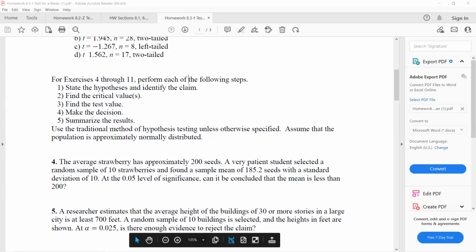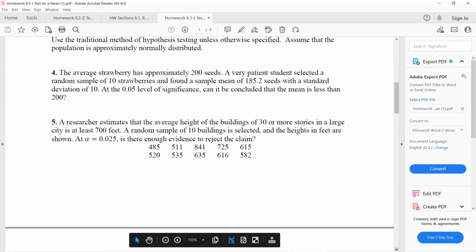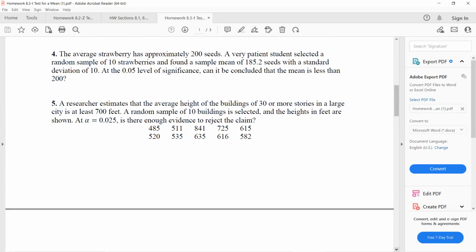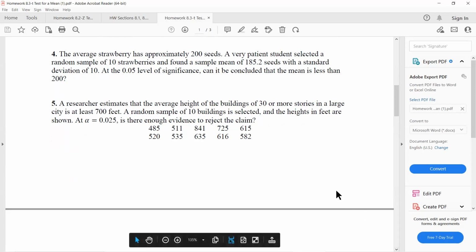Let me grab number 4 right now. Here's the problem. And then I'll grab number 4 and we'll look at it. The average strawberry has approximately 200 seeds. A very patient student selected a random sample of 10 strawberries and found a sample mean of 185.2 seeds with a standard deviation of 10. At the 0.05 level of significance, can it be concluded that the mean is less than 200?